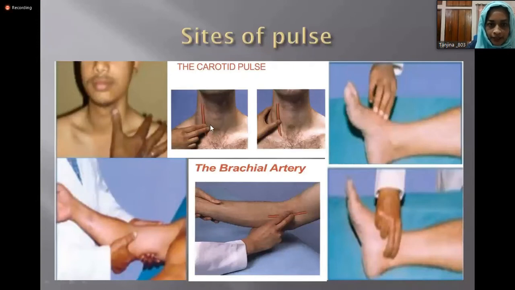This is the position of the carotid artery, and this is the examination method of the carotid pulse. This is the position of the brachial artery, and this is the examination method of the brachial pulse.